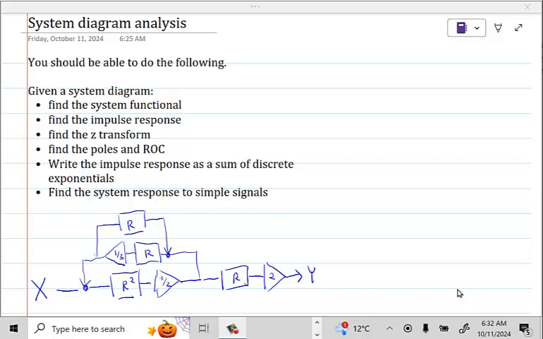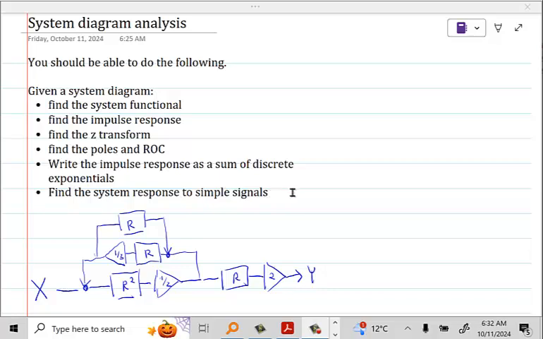Okay, so I'm going to talk in this video about system diagram analysis, and you should be able to do the following. Given the system diagram, find the system functional, find the impulse response, find the z-transform, find the poles and the ROC, region of convergence, write the impulse response as a sum of discrete exponentials, and find the system response to simple signals. Okay. So this is for a discrete system. Later we'll talk about continuous systems.